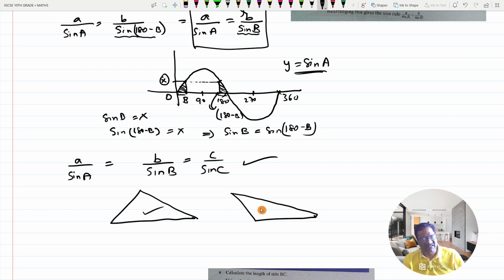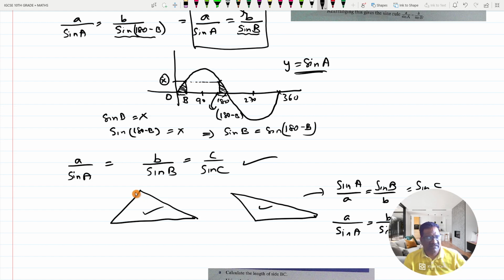Okay, so whether the triangle is like this or like this, the sine rule says that sine A upon a equals sine B upon b equals sine C upon c. Now this can be written in the other way also: a upon sine A is equal to b upon sine B is equal to c upon sine C. Okay, your angles are capital A, B, C, right? Capital A, B, C, and your sides are small a, b, c, right? The sides are small a, b, and c.